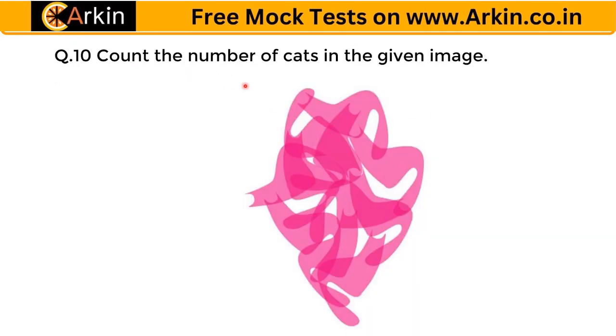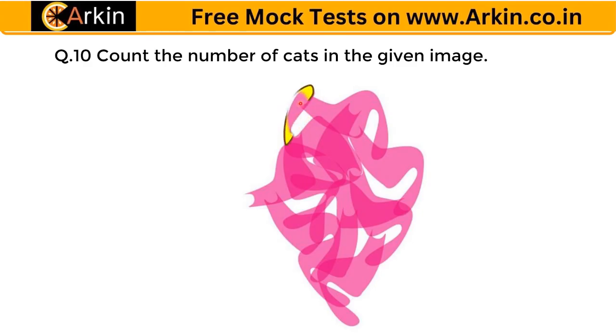Count the number of cats in the given image. So you can see the cats are overlapping, so it makes the question a little bit confusing. To make it easier, you should take up some part of the cat and then count. You can take the tail or maybe the head or any part and then you can count. Like I have taken the tail part here. You can count so that it becomes easier.